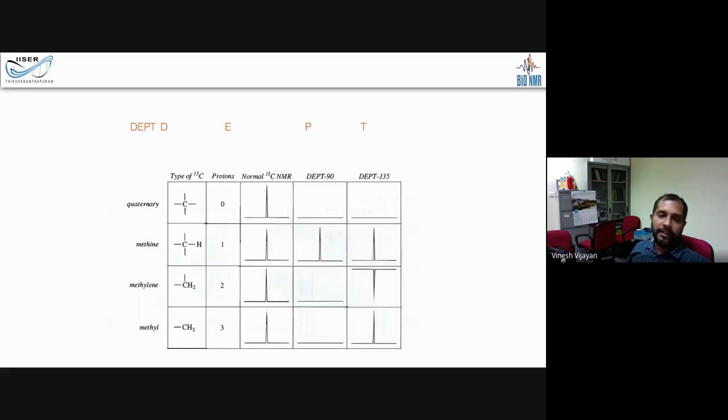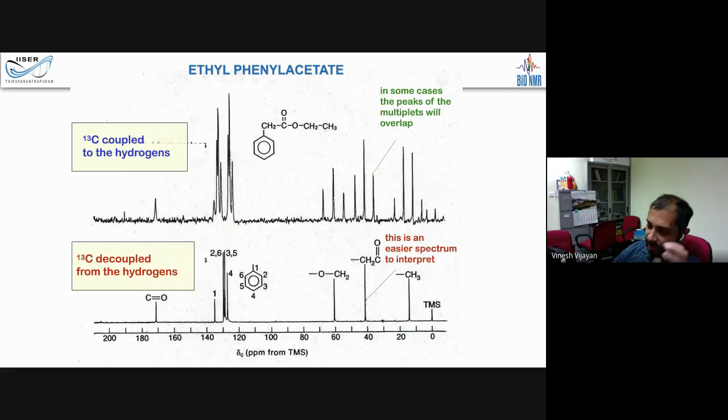So how do we then get information about the multiplicity? Multiplicity, as you should have realized when we talked about coupling in proton NMR, tells you what the carbon is attached to. It gives you the connectivity information. If that particular hydrogen is a doublet, that means that CH is attached to another CH. If it is a triplet, that means that CH is attached to a CH2 group, like that.